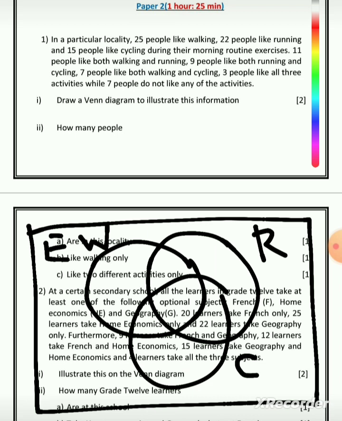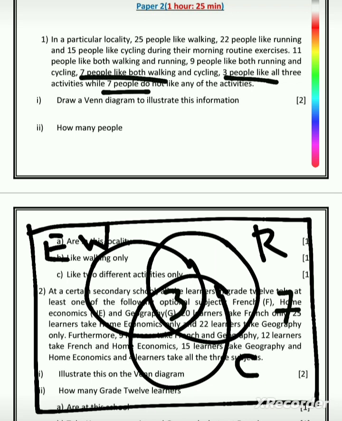Okay, so how do we tackle this one? It's always advisable to start with those who do all the 3 activities. In this case, 3 people like all the 3 activities. We put 3 here. And also, 7 people do not like any of the activities. We can put 7 here. Then we can even start going backwards.